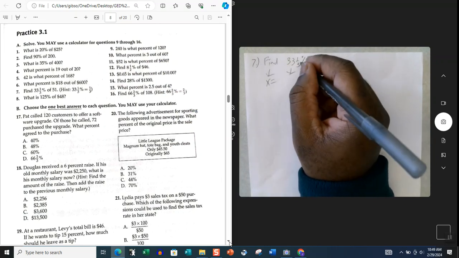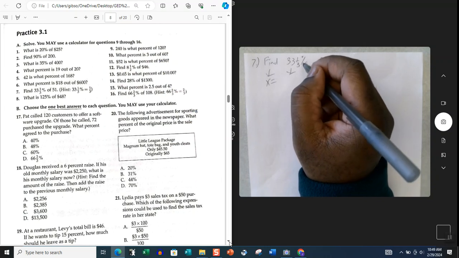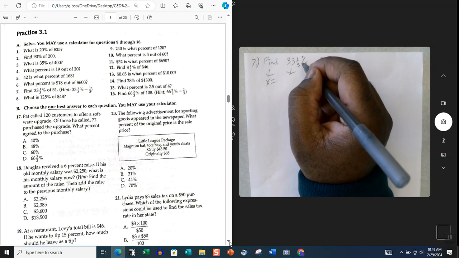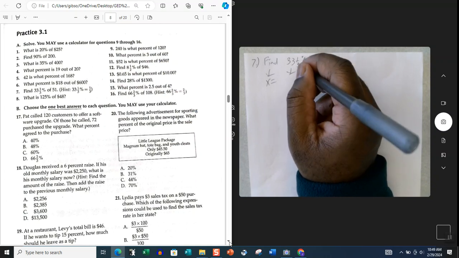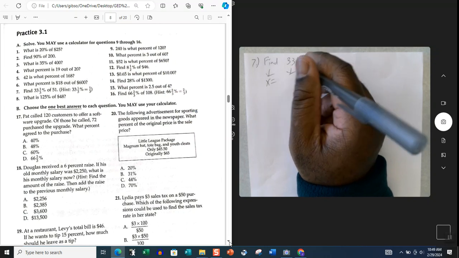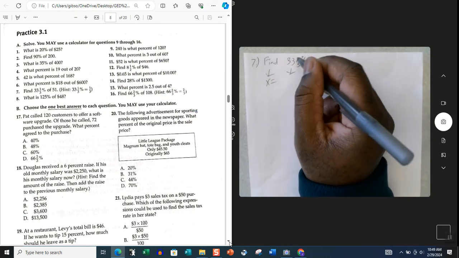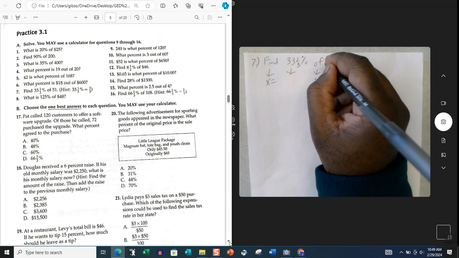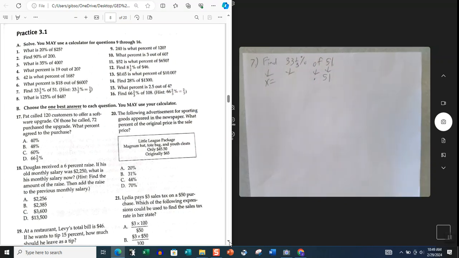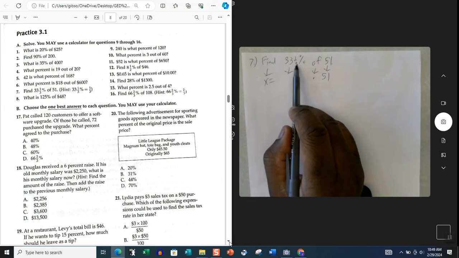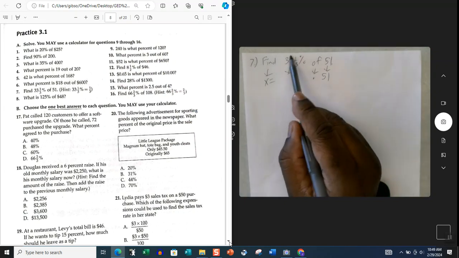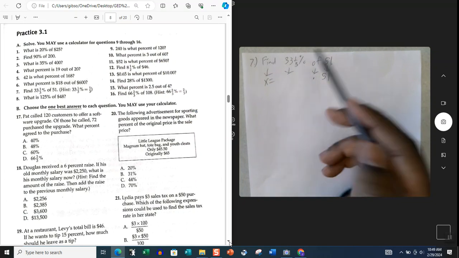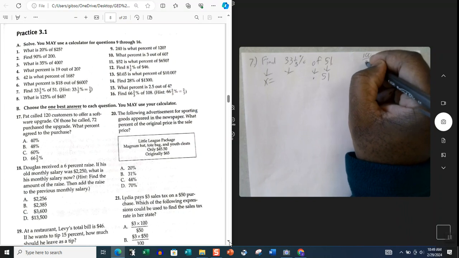Now, here's the issue with this. We know that percent means that if we want to change this to a decimal, we would look at the end of the number and move the decimal point. But this is a mixed number, so we have to handle this a little differently. But before we do this, let's bring down the of, which is multiply, and the 51. Now let's take care of this 33 and 1/3%. First, we have to change this mixed number to an improper fraction. 33 times 3 is 99, plus 1 is 100. So this would be 100 over 3%.